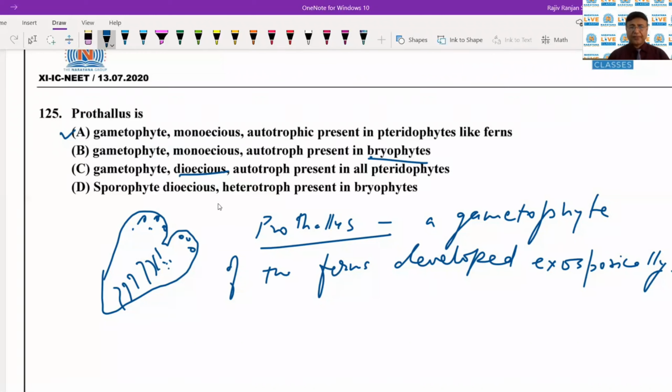It is not a sporophyte, first of all, and neither is it dioecious nor is it heterotroph. And nor is it found in bryophyte. So the fourth option D is outrightly wrong.